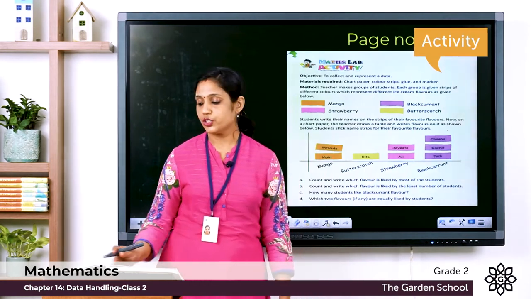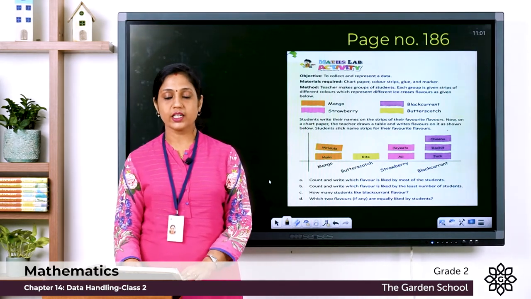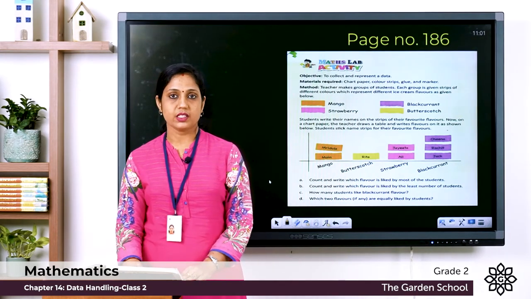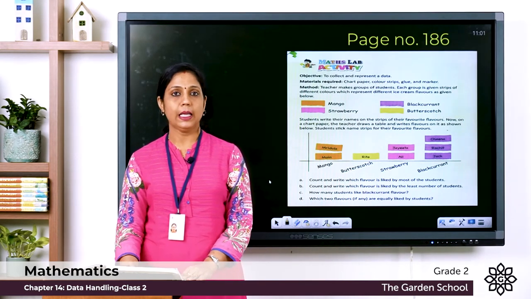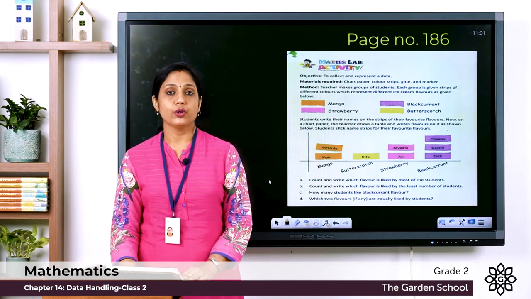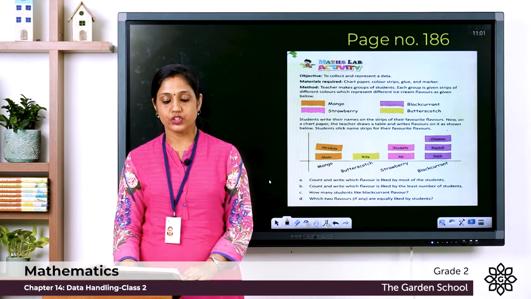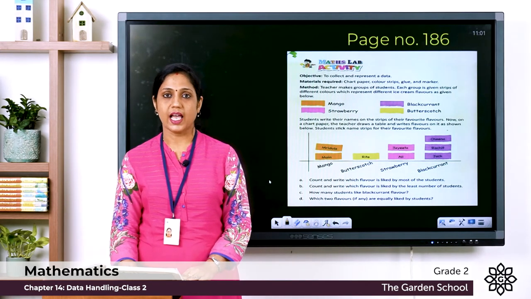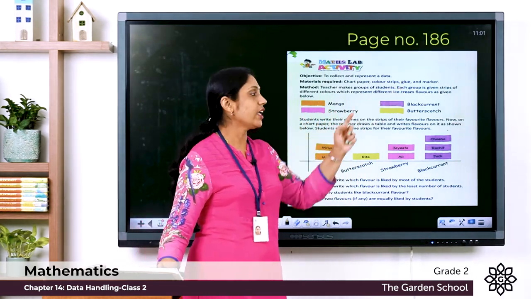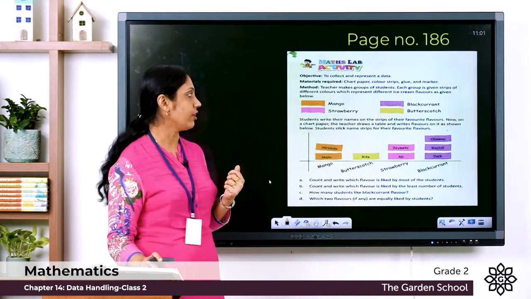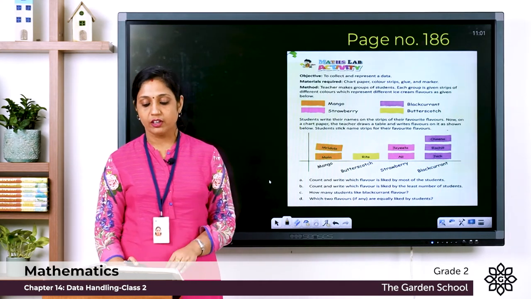Let's move on to the next page. We have MathsLab activity. Objective, to collect and represent our data. Materials required, chart paper, color strips, glue and marker. Method, teacher makes groups of students. Each group is given strips of different colors which represent different ice cream flavors as given below. So you can see here, mango, strawberry, blackcurrant and butterscotch flavors of ice cream are given.